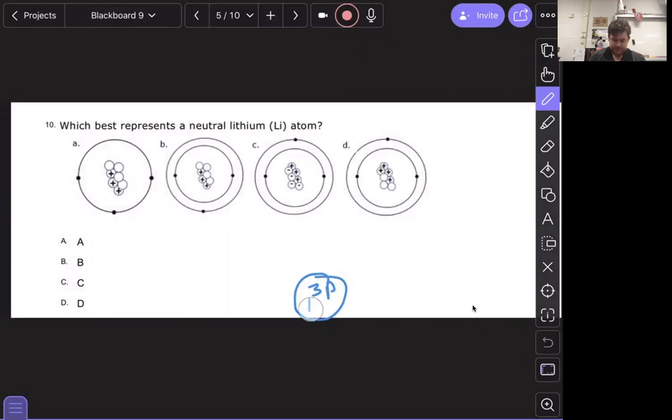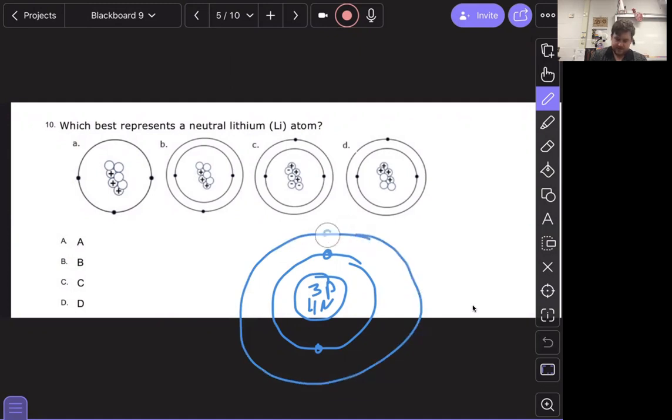I'm going to have 4 neutrons because the atomic mass was 7. All right, then I'm going to draw out. I have 2 electrons. I can only have 2 electrons in my first shell. Draw my second energy level. Put my last one. So now I'm looking for something that has 3 protons, 4 neutrons, 2 energy levels.